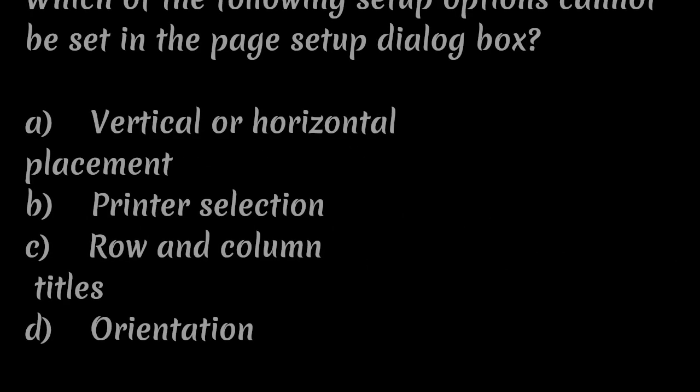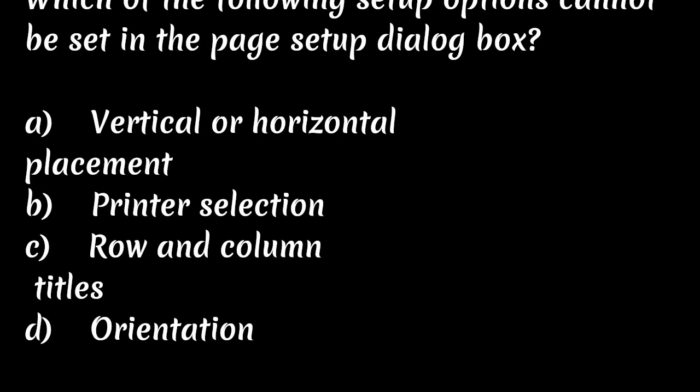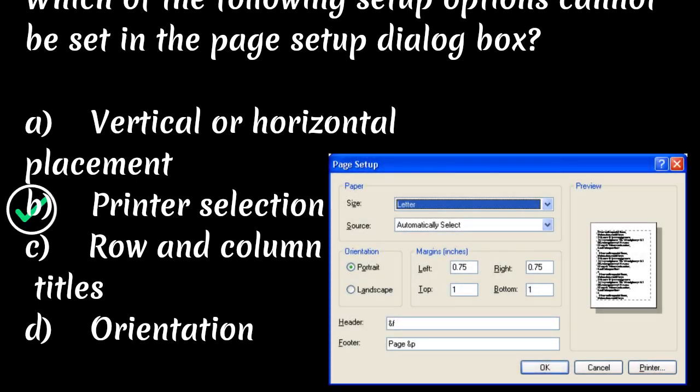Question 14. Which of the following setup options cannot be set in the page setup dialog box? A. Vertical or horizontal placement. B. Printer selection. C. Row and column titles. D. Orientation. Answer B. Printer selection.